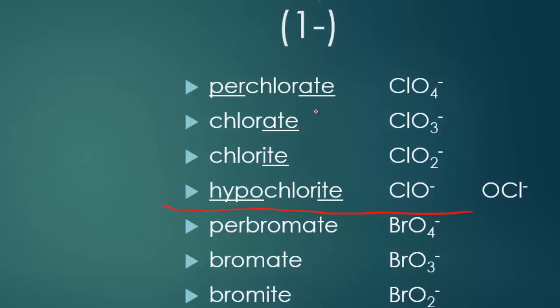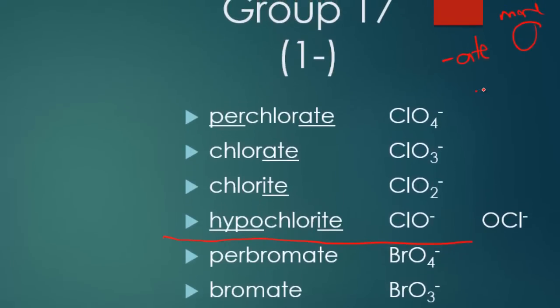Ate usually refers to having, you can write this in the bottom right corner of your page, right over here, ate usually refers to having more oxygen. And the ending ite usually refers to having less oxygen. Okay, so in a series like this, we have chlorate and chlorite, which are ClO3 and ClO2 respectively.